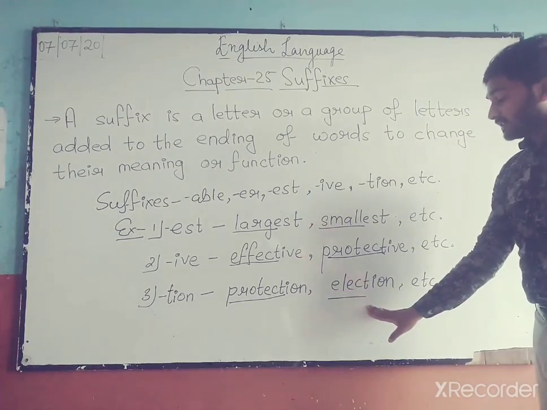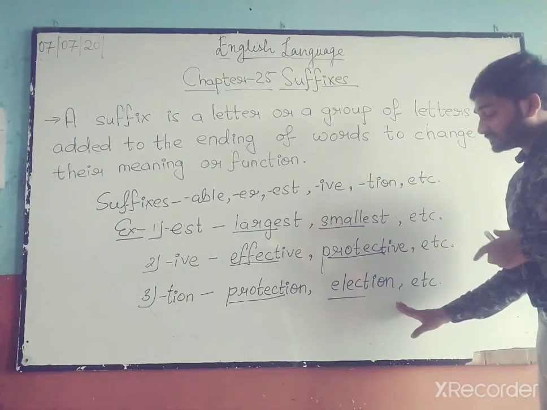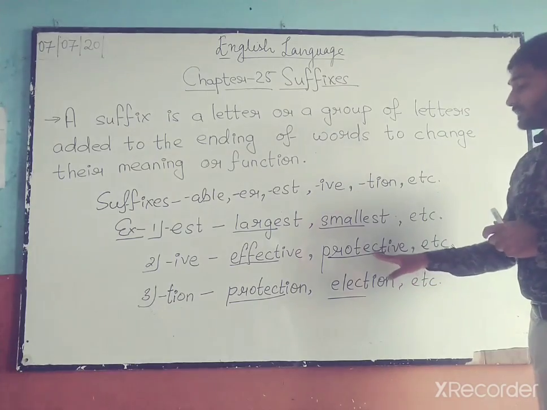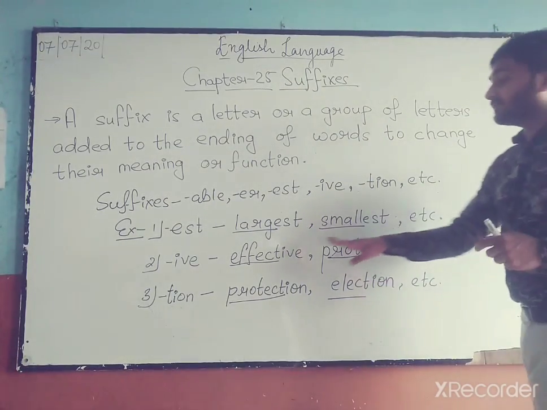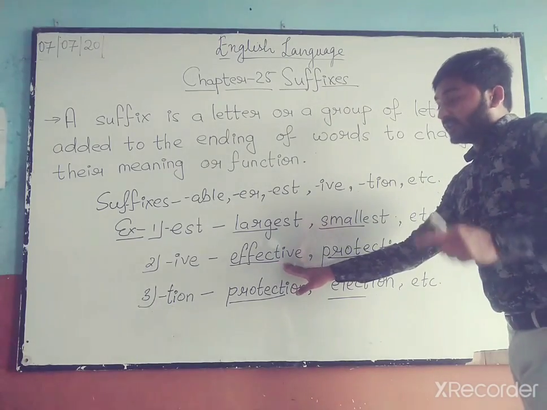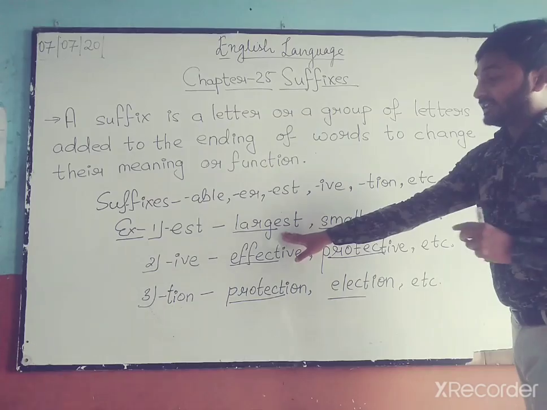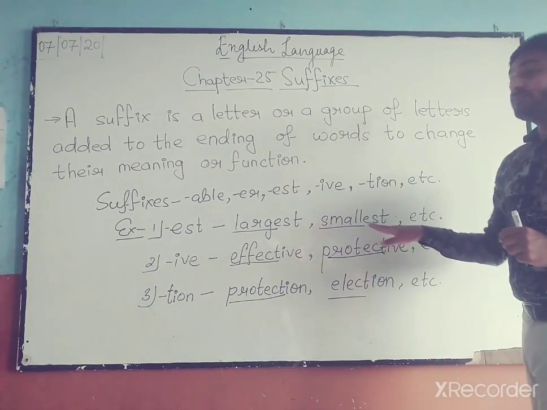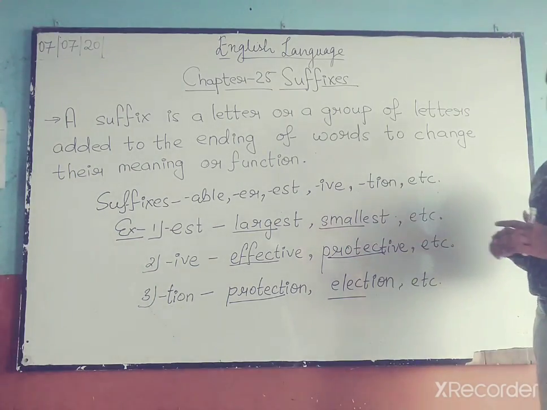When we added shun in elect, we get election. When we add ive in protect, we get protective. When we added ive in effect, we get effective. When we added est with large, we get largest. When we added est in root word small, we get smallest.